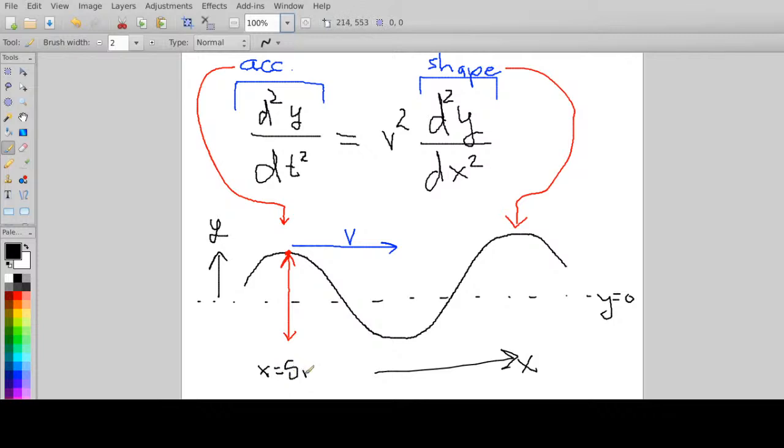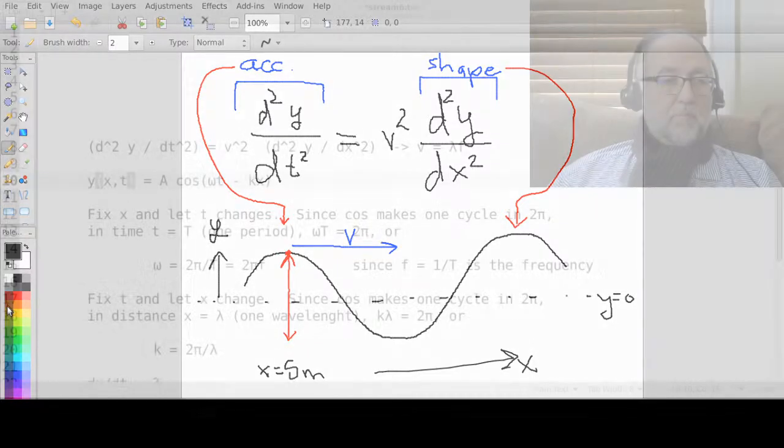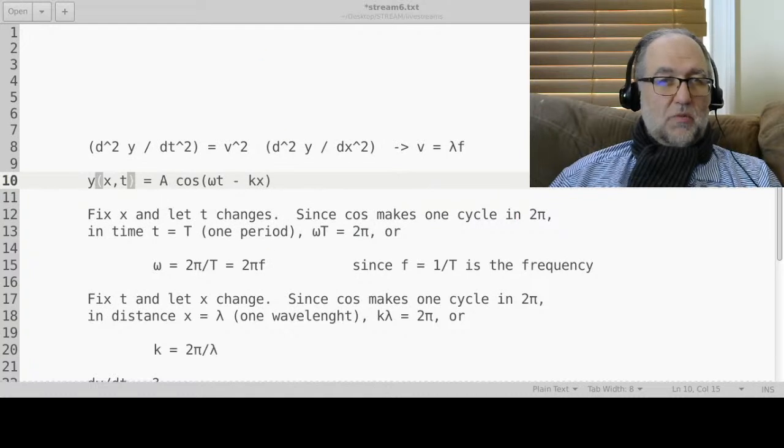Just pick any old x you like, like that. And you say, I'm going to look at x equals 5 meters, but I'm going to wait in time. This thing will bob up and down sinusoidally, and that's this part of that function right there, cosine omega t.